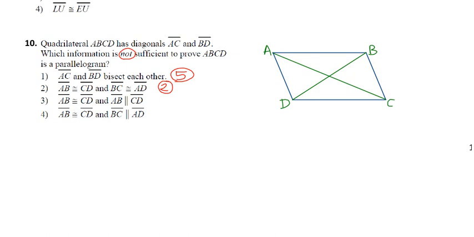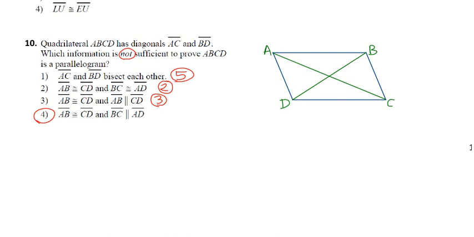And the next one says AB congruent to CD and AB parallel to CD. So this would give us one pair of opposite sides that is both congruent and parallel at the same time. And that is enough to say that it is a parallelogram, because that is our theorem number 3. So by elimination, our answer must be number 4. That should be the one that is not sufficient to say that it is a parallelogram.